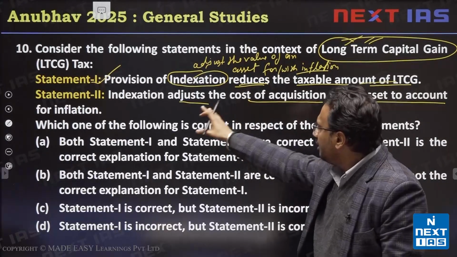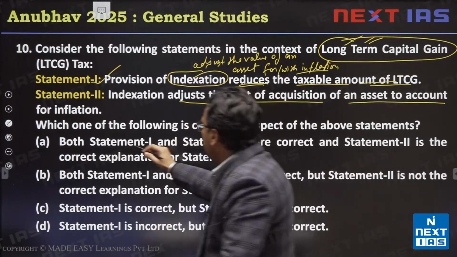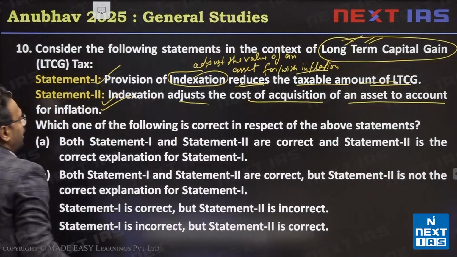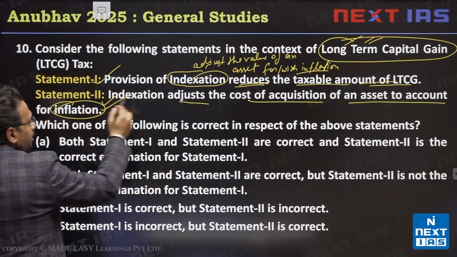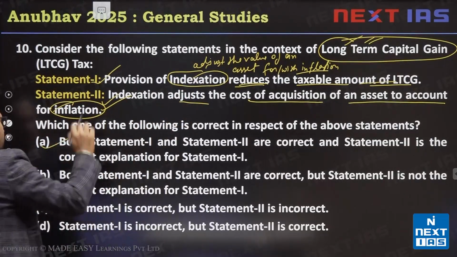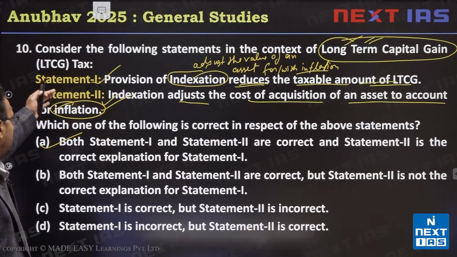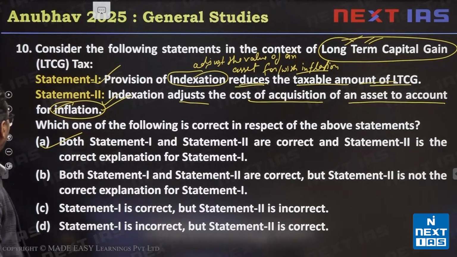Second, indexation adjusts the cost of acquisition of an asset to account for inflation. This is the very basic part we just talked about. Statement 2 is correct, and yes, the inflation part is there, the reduction is there. The answer has to be A, because this is the correct explanation of statement 1 as well.